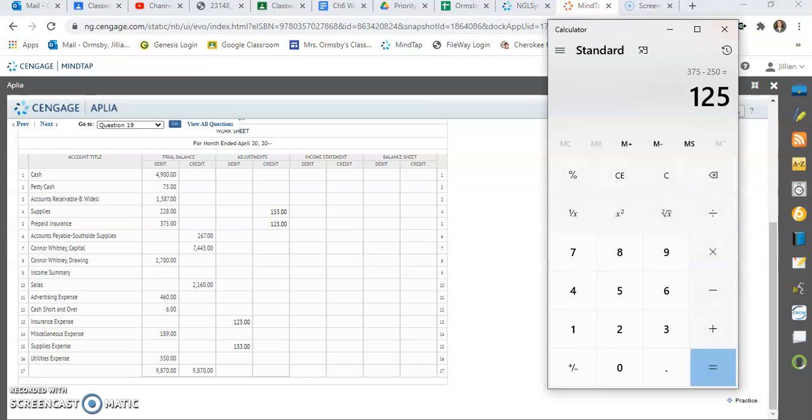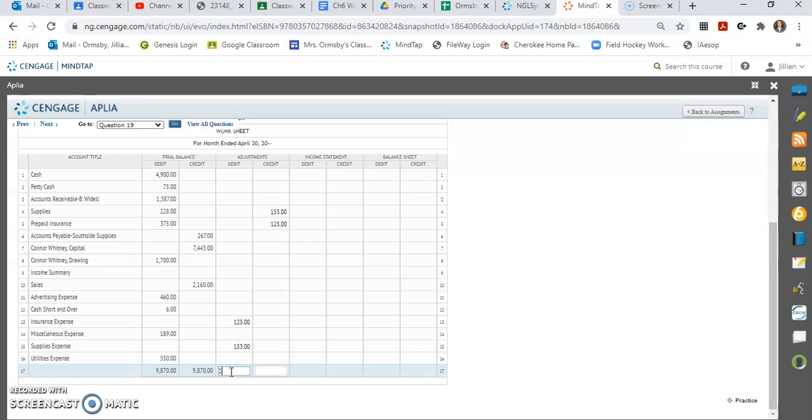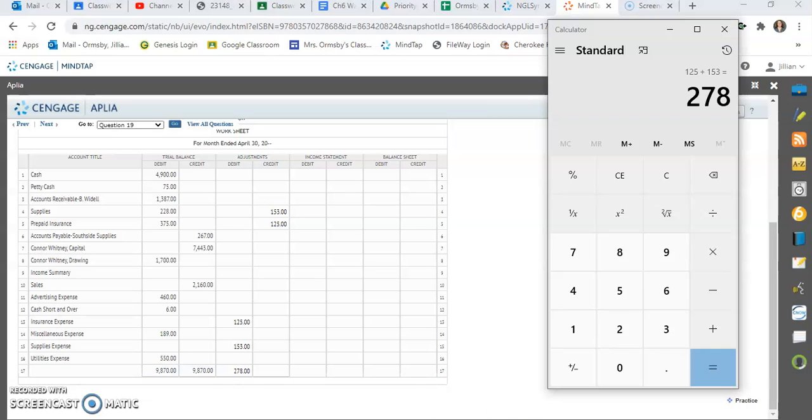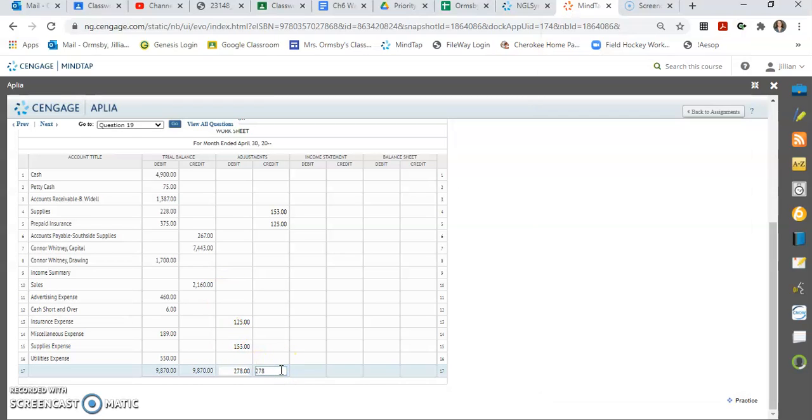Next, what we need to do is we need to total the two columns. 125 plus 153 equals 278. And just like in the last section, we need to make sure we total both columns. We know 278 should be here, but let's just double check to make sure we did everything correctly. 153 plus 125 equals 278. And we are balanced, ready to move on to our income statement and balance sheet columns.